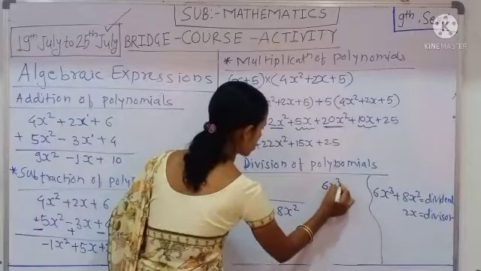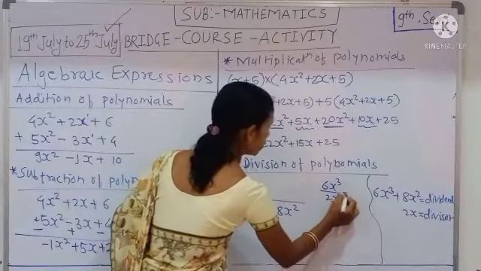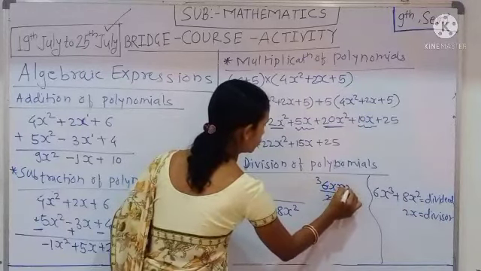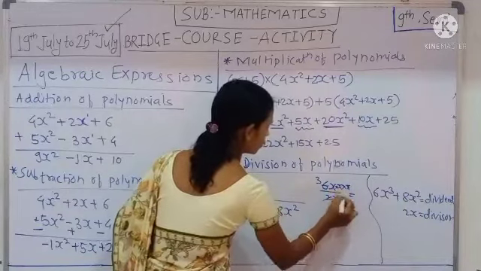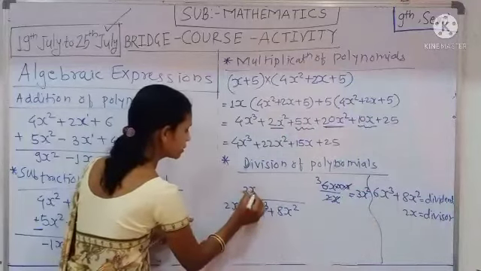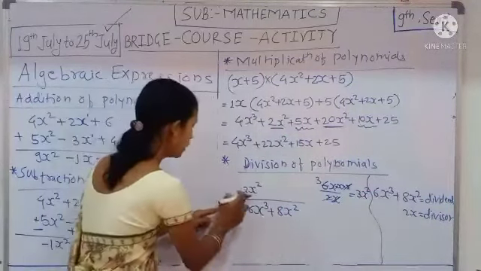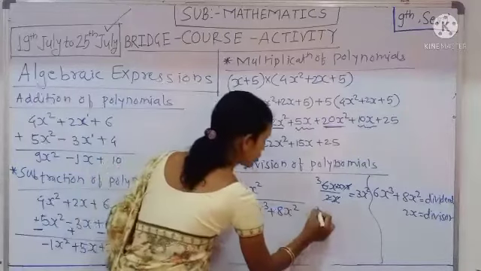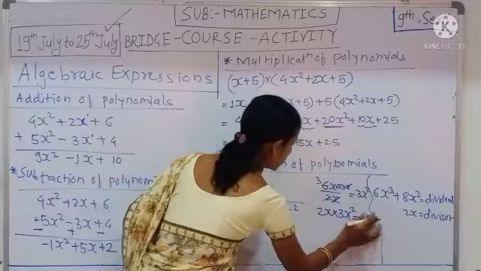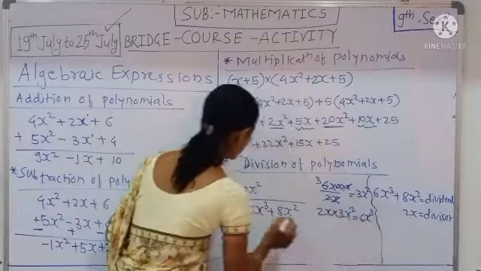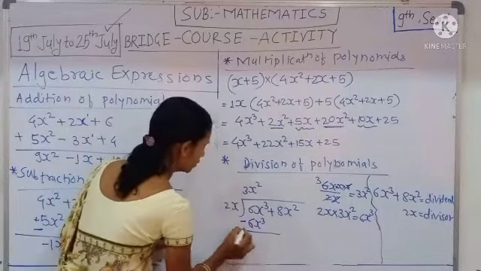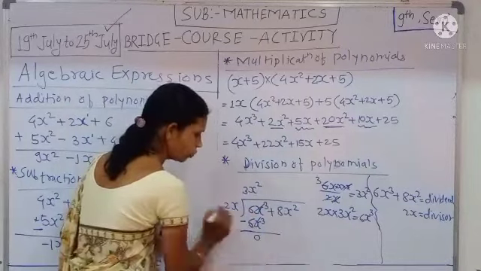Therefore here 6x cube by 2x, then we get, that is here x into x. Therefore here we get 3x square. Then we have to write this 3x square. Then we have to multiply 2x into 3x square. Therefore here 6x cube. Then that 6x cube is written here, and we have to subtract that term. Then here we get 0.